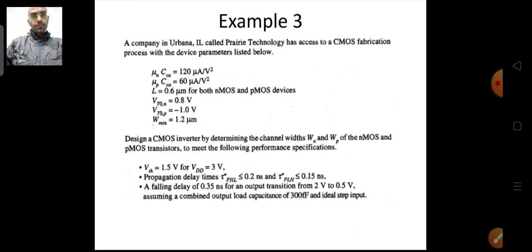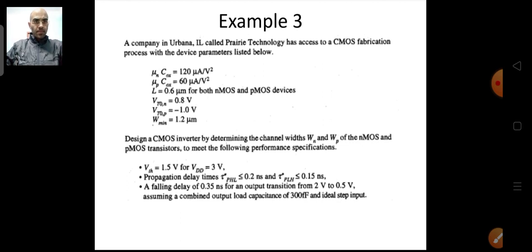So this example 3, in this particular example, the problem is related to what we have seen yesterday, but with a little more detail. It needs a little more calculation, and this will give you more understanding of the design problems. So let's try to understand it and solve it.